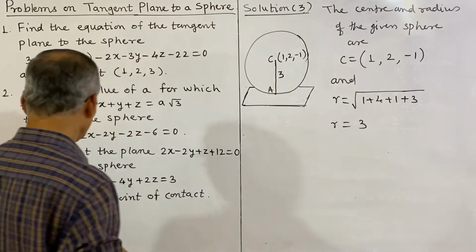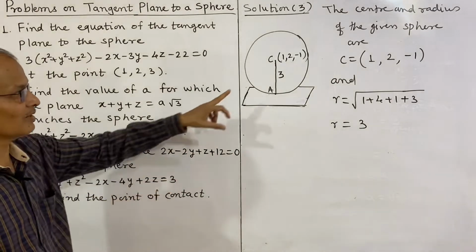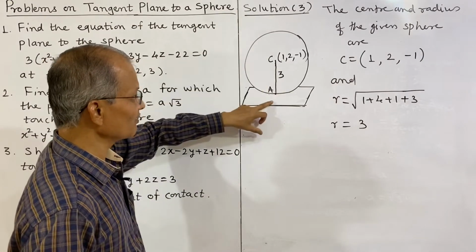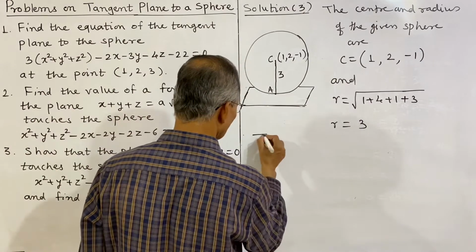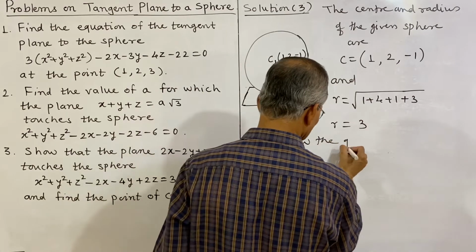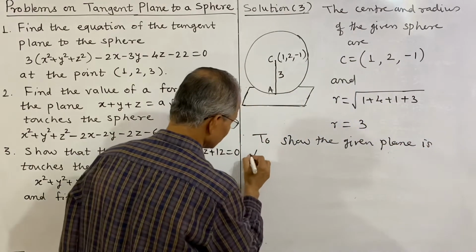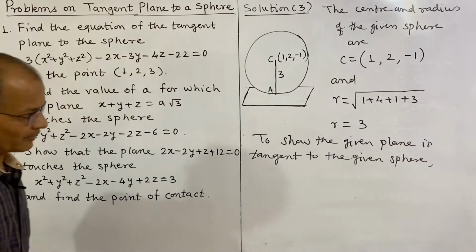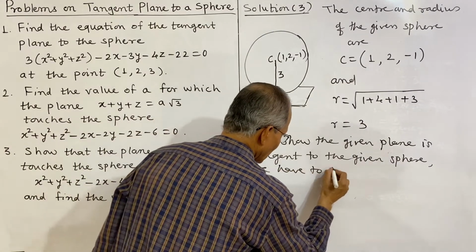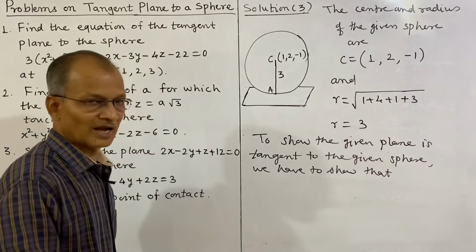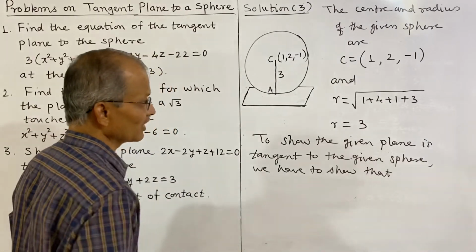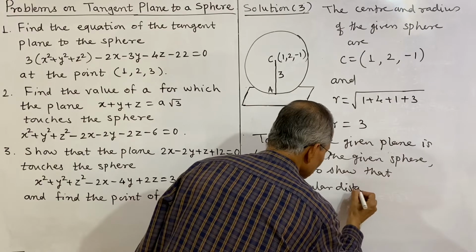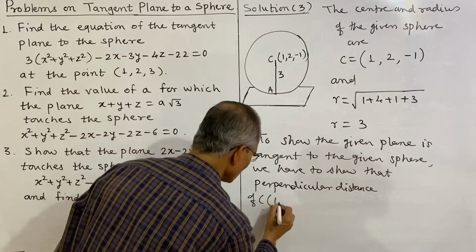And now we want to show this is the tangent plane to this sphere, the plane written here. When this is a tangent plane, by the condition of tangency, the perpendicular distance from the center to the plane is equal to the radius. So to show the given plane is tangent to the given sphere, by the condition of tangency we have to show the perpendicular distance from the center of the sphere, C, which is 1, 2, minus 1, to the plane.